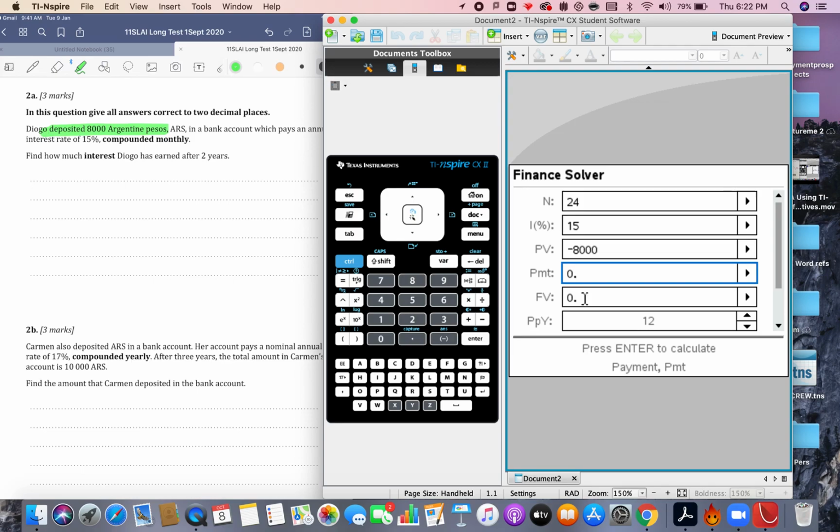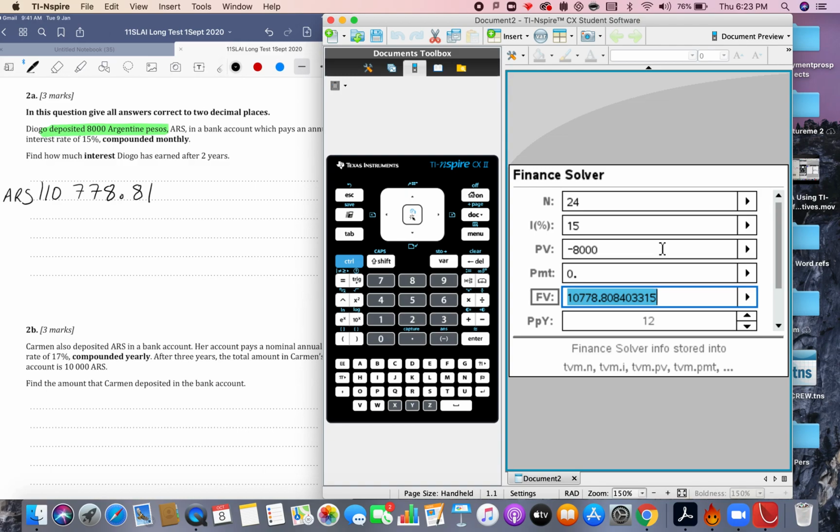And the final value is actually what I want to try and find. How much have I got in the bank after 2 years? And there it is. Let's just write that down then. So we've got actually 10,778.81, and that's Argentinian pesos.